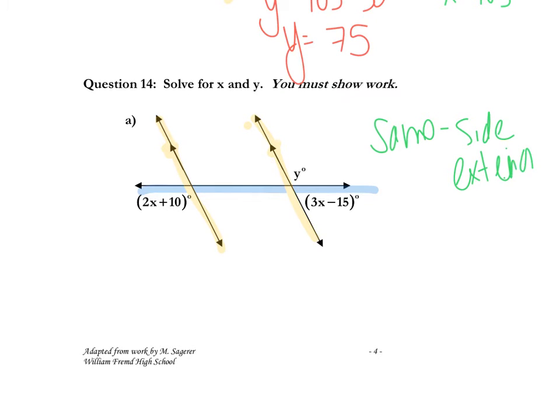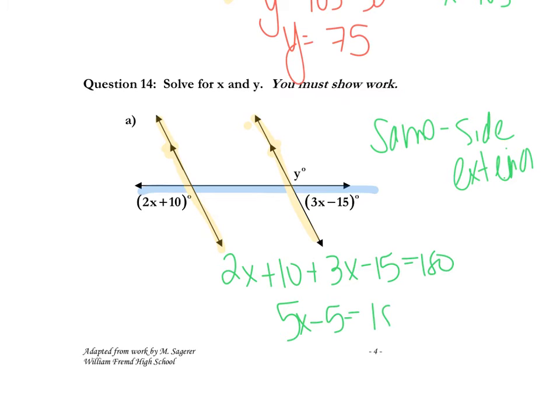Why are they same side exterior? Well, first of all, we are working outside the parallel lines, and we're working on the same side of the transversal. So that would be same side. And remember, SS. So same side means they add up to 180 degrees because they are supplementary. And then we just solve from there. So 5x equals 185, and x equals 37 then.